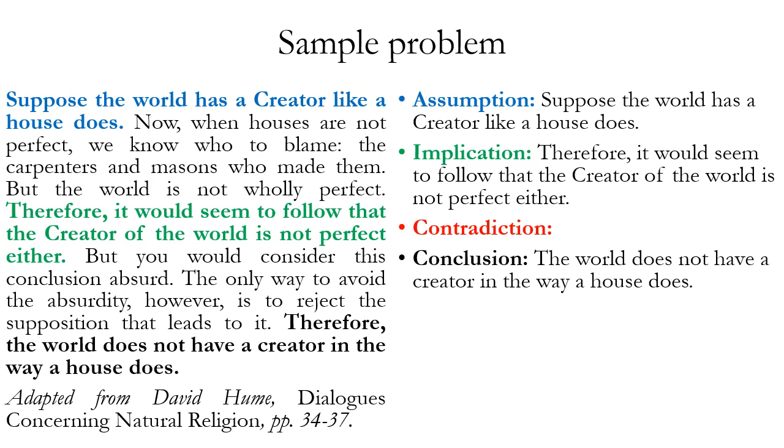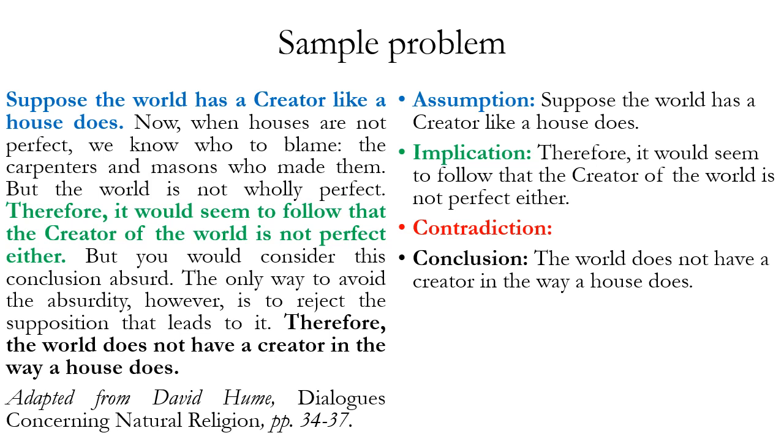But in this case, in the reductio, we're doing another logical step to show that that implication leads to a contradiction. You'll notice there's a couple of lines between the assumption and the implication. Now, when houses are not perfect, we know who to blame, the carpenters and masons who made them. But the world is not wholly perfect. So those two sentences, those two propositions have to be in there to make the implication logically follow from the assumption. The basic idea of the argument is an argument by analogy. When houses are not perfect, we know who to blame, carpenters and masons who made them. The world is not wholly perfect. Therefore, by analogy, the creator of the world is not perfect either.